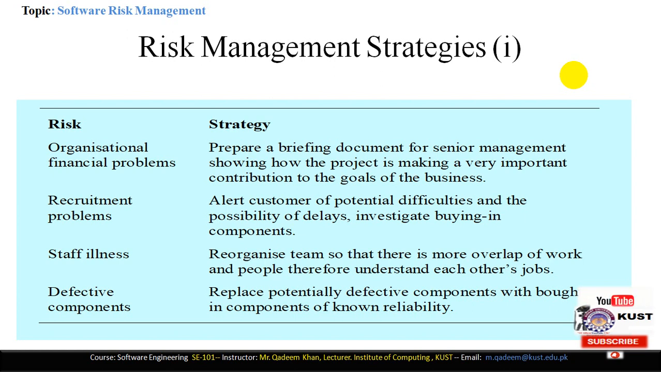Dear students, we are resuming our lectures from the previous slides. This table contains different sorts of risk and their associated strategies. For example, organizational financial problems. This is a very serious risk in which the organization goes into financial problems. So, what should be the strategies that can be used to resolve the risk?